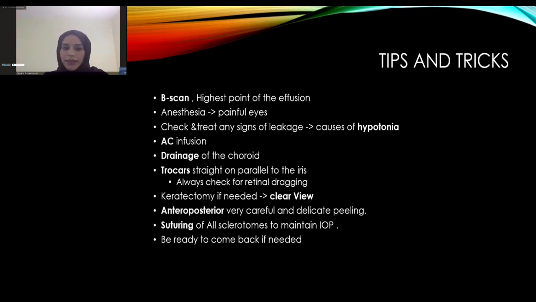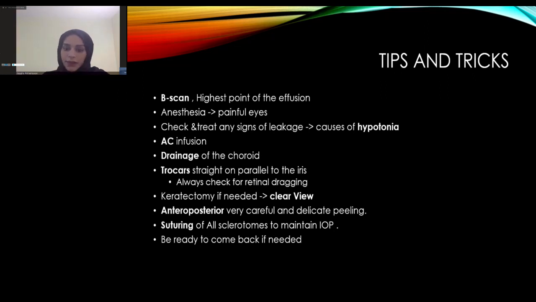So you can decide doing it under general anesthesia or local anesthesia. In this case, I went under local anesthesia because she has multiple comorbidities, and it would be very hard to put her under GA from the anesthesia point of view. And the other thing is check and treat any signs of leak, because the main cause of choroidal effusion usually is hypotonia. And the other important point I mentioned in my video is the AC infusion line.